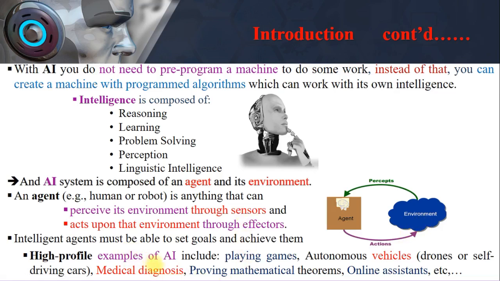We have some high-profile examples of artificial intelligence, like playing games. Sometimes we play different games on our mobile phones or on our computers. Those are considered a product of artificial intelligence. We may also have autonomous vehicles, like drones, driverless cars, and the like. Those are high-profile examples, or we can say they are products of the concept of artificial intelligence.